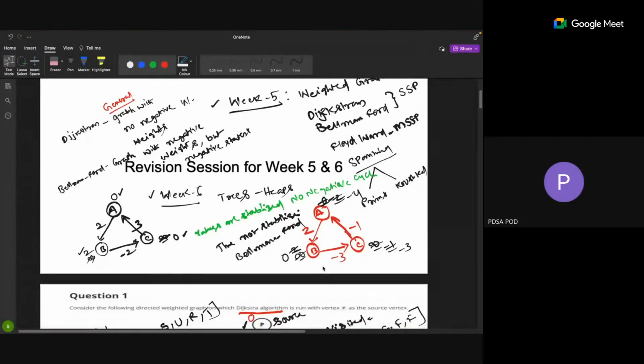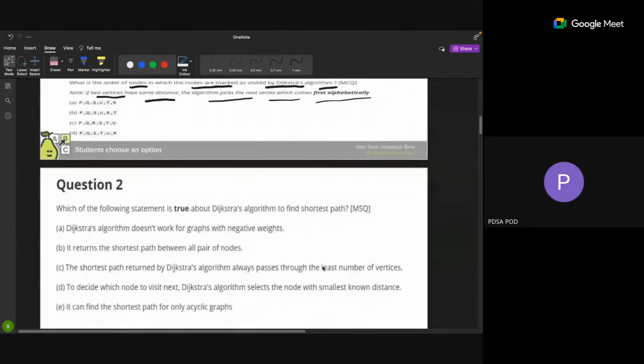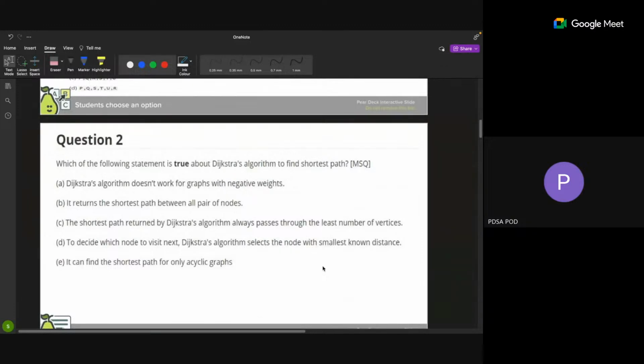So now let me go back. What is the next question? See that question number 2? Is it a general statement? Yes. Which of the following statements are true about Dijkstra's algorithm to find the shortest path? The author's main intention is to find the single shortest path between the positive weights. So the algorithm doesn't work for a graph with negative weight. So it is true, because it's a general statement. Is it clear? Yes, sir.